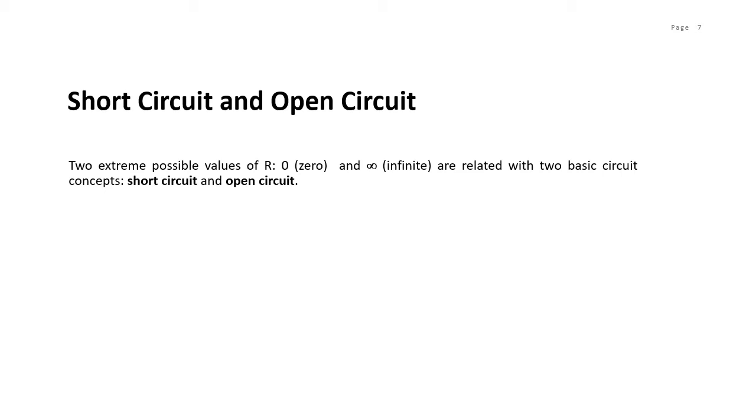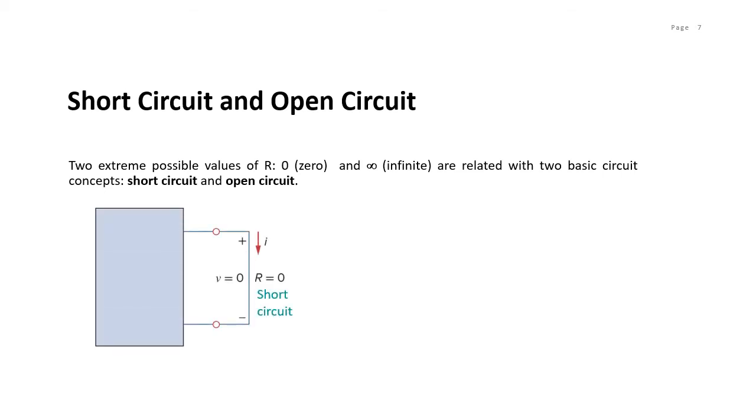An element with R equals 0 is called a short circuit, as shown in this figure. For a short circuit, V equals IR equals 0. This shows that the voltage is 0, but the current could be anything. In practice, a short circuit is usually a connecting wire assumed to be a perfect conductor. Thus, a short circuit is a circuit element with resistance approaching 0.